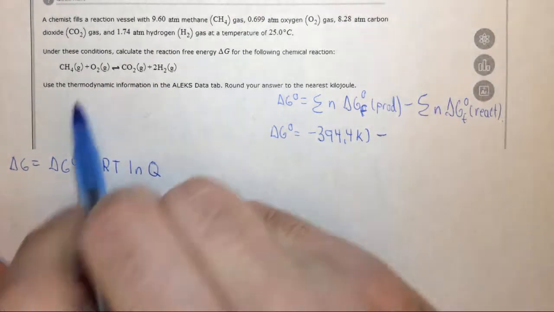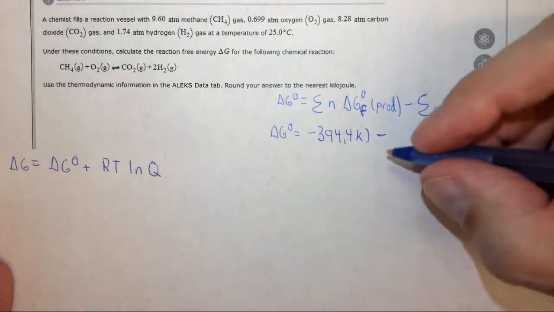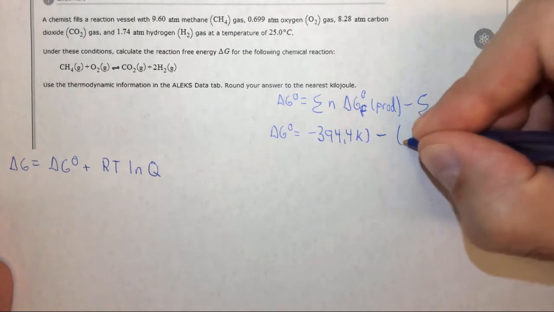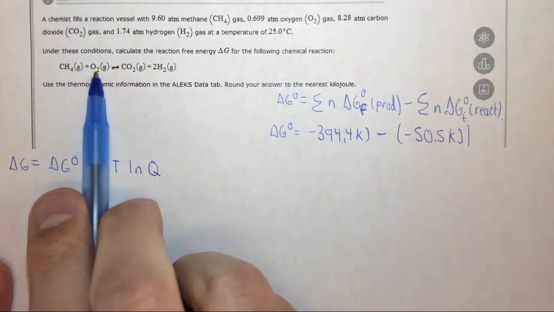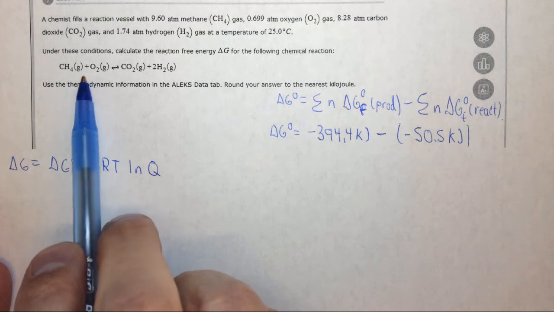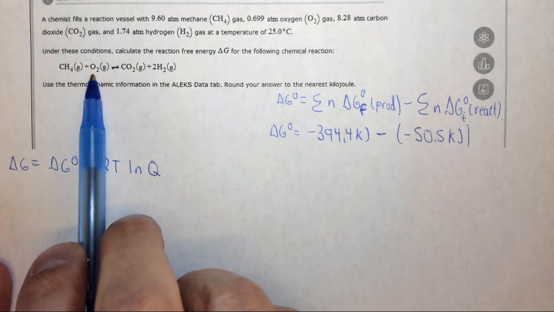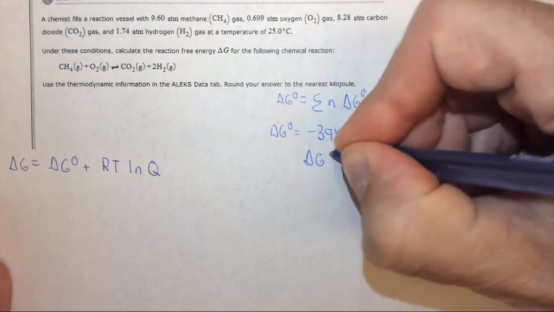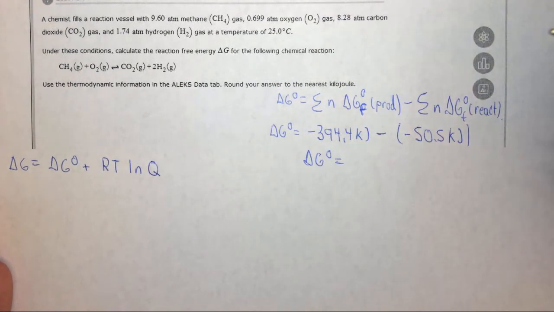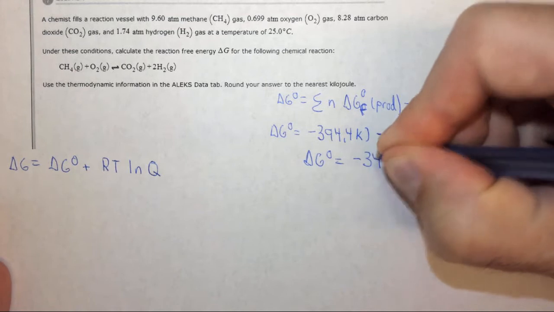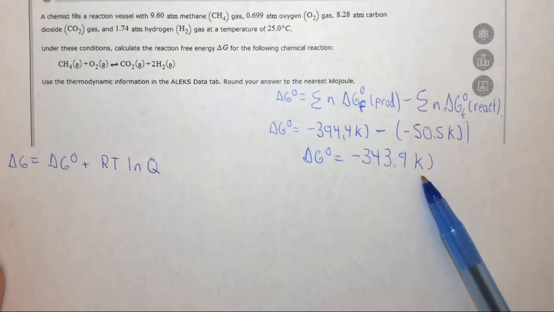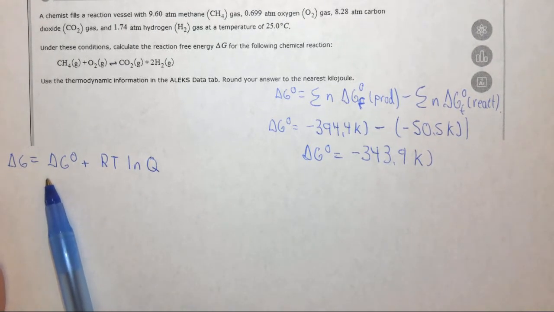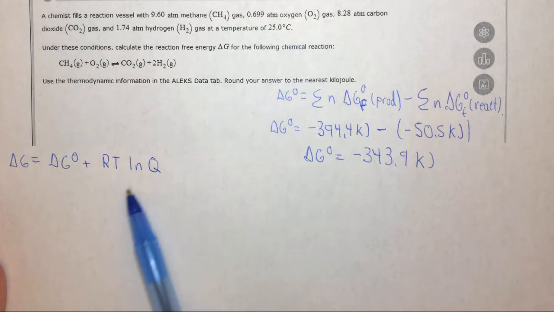Minus the first reactant is methane, and if you look up on the table, there's one of them, so it's 1 times minus 50.5 kilojoules. And again, the second reactant is an element, so its free energy of formation is 0. So delta G naught under standard conditions here is equal to minus 343.9 kilojoules. Now we can use this in order to find it under the non-standard conditions given in the problem with Q. Well, let's take a look at how we're going to do that.